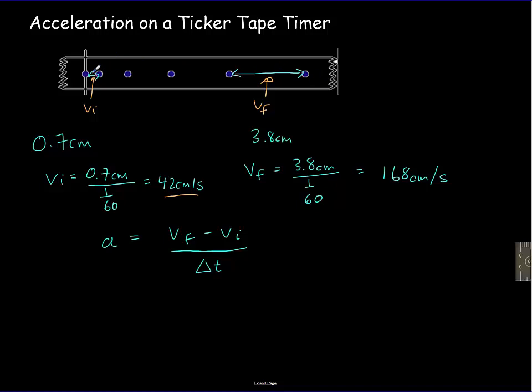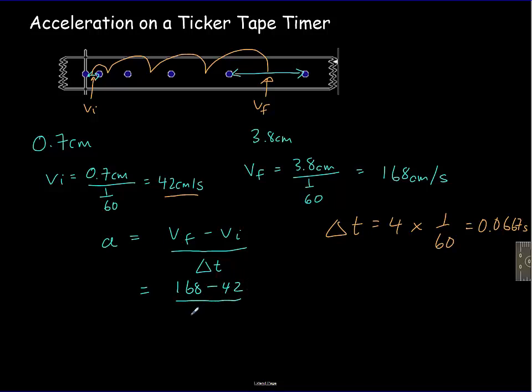And then let's see how many time intervals occurred. There'd be 1 time interval, 2 time intervals, 3 time intervals, 4 time intervals. Each time interval is 1/60th of a second. So my delta t is going to be 4 times 1/60, or 0.0667 seconds, which means my acceleration is going to be 168 minus 42 divided by 0.0667. Carry that out and you should get 1890 centimeters per second of speed gained every second.